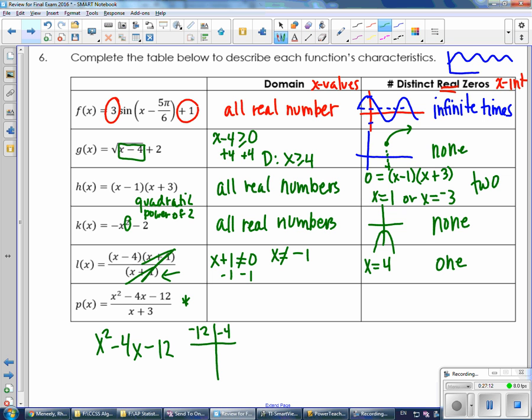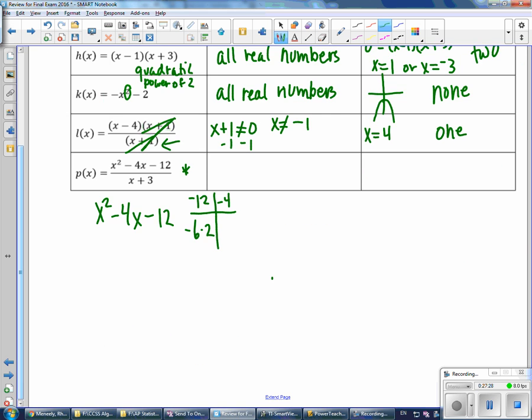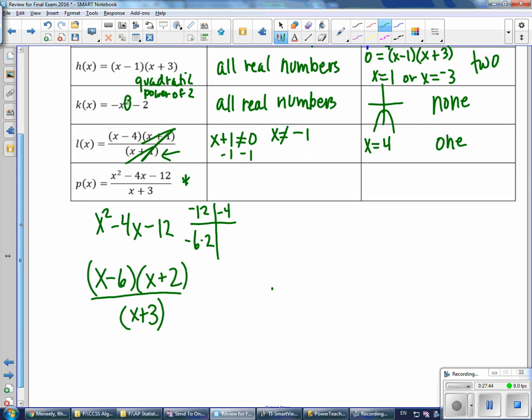And I'm thinking about what numbers will multiply to give me negative 12 and add to give me negative 4. That's going to be negative 6 times 2. And so when I factor this, we'll have x minus 6 times x plus 2 on top. And then on the bottom, we'll have an x plus 3. And unfortunately, nothing cancels. So when I'm asked to state the domain, I know the domain is going to occur everywhere x exists.